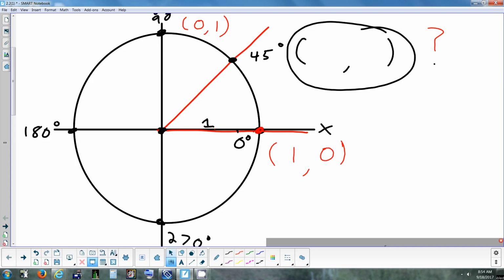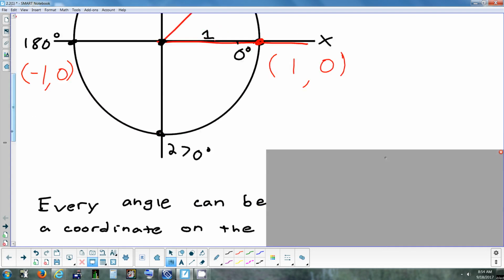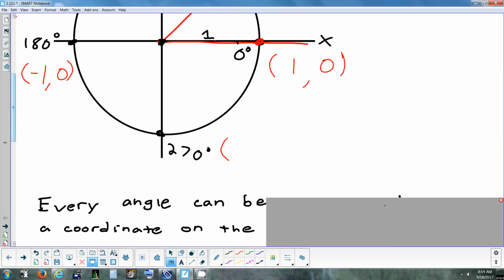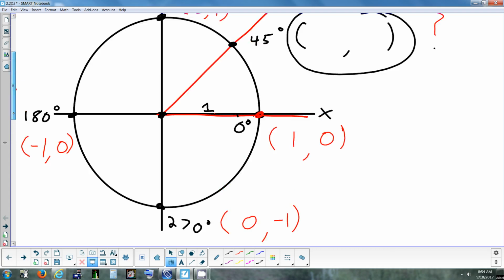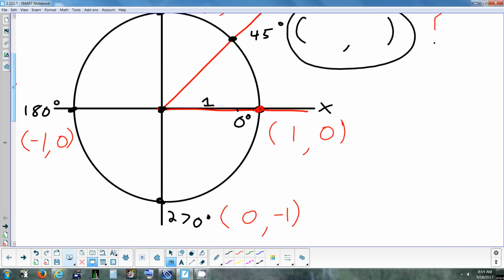Katie, how about 180? -1, 0. Yeah. -1, 0. And lastly, let's do 270. How about Matt? What would 270 be? 0, -1. 0, -1. So anytime I ask you to do a trig problem that involves one of these 4 angles, that's your first step.